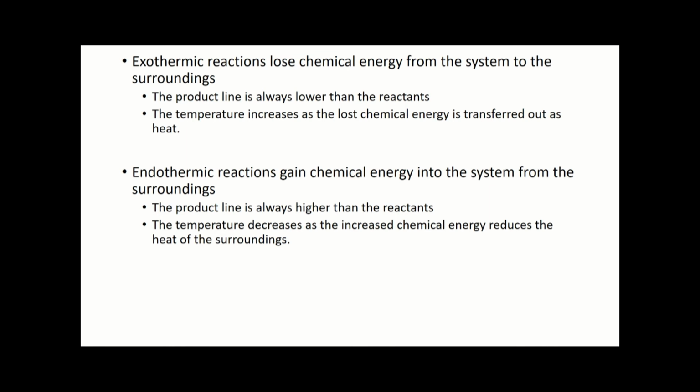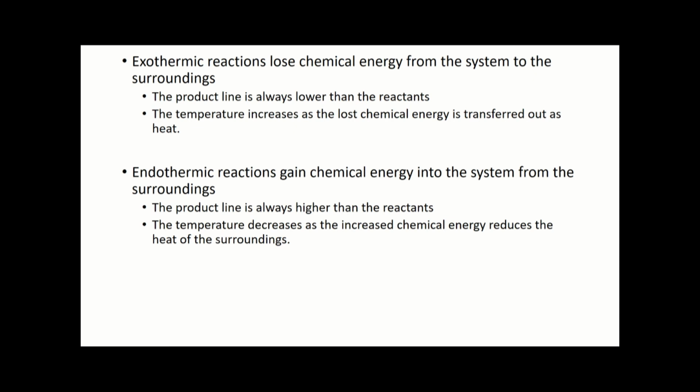So, just a quick summary of that. Exothermic reactions lose chemical energy from the system to the surroundings. The product line is always lower than the reactants because we have lost chemical energy as heat to the surroundings. Endothermic reactions, it's the opposite. The product line is always higher because the temperature decreases as the increased chemical energy reduces the heat of the surroundings. So we're taking energy in.